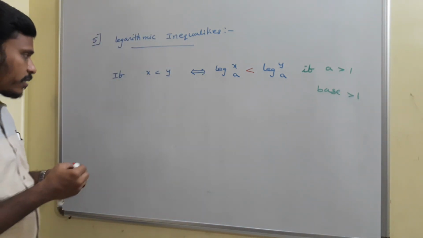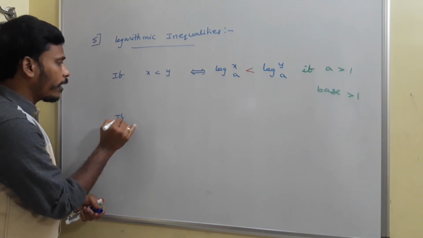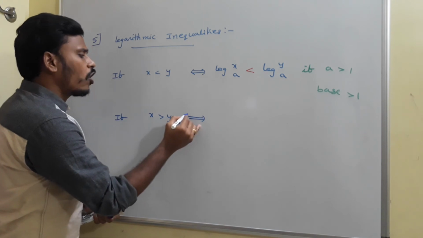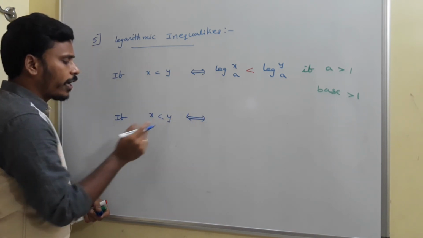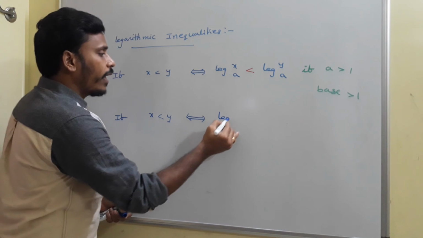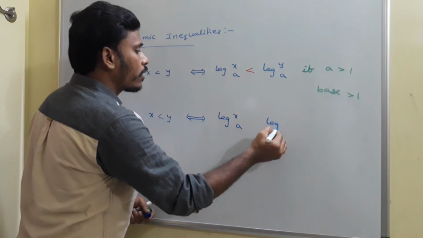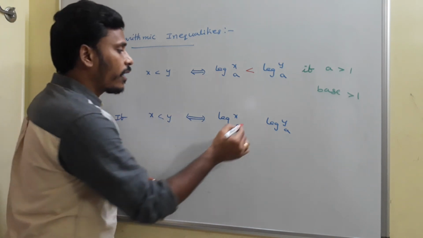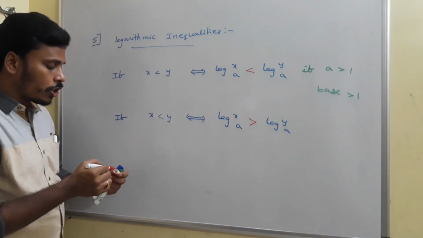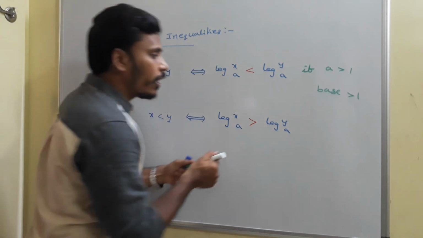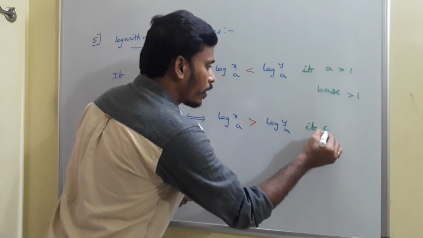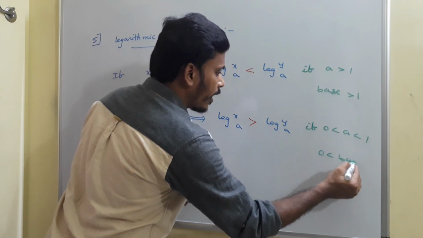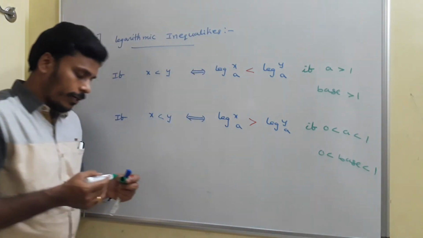Whereas in the other case, if x is less than y, then for the logarithm of x base a and the logarithm of y base a, you will use the opposite sign, greater than. So here it is less than, and you are using the opposite sign. And this is possible if 0 is less than a, which is less than 1. That is, 0 is less than the base value, which is less than 1.